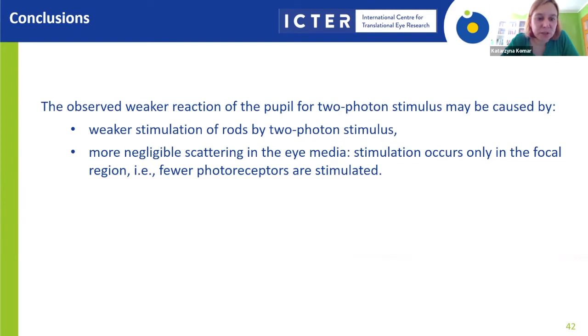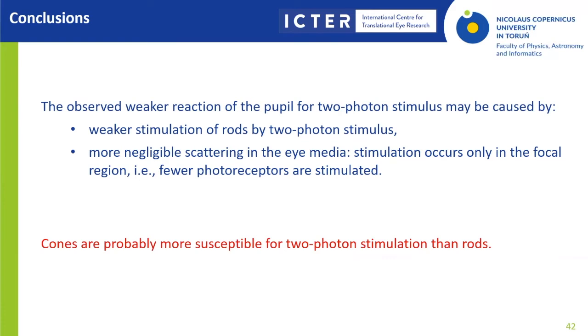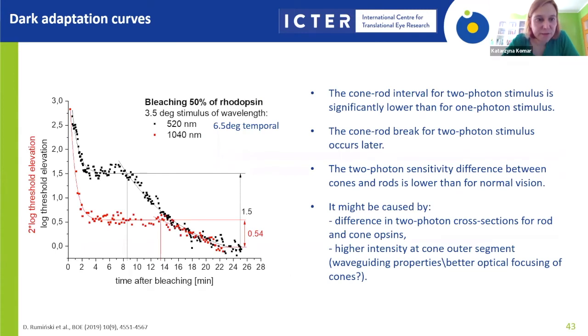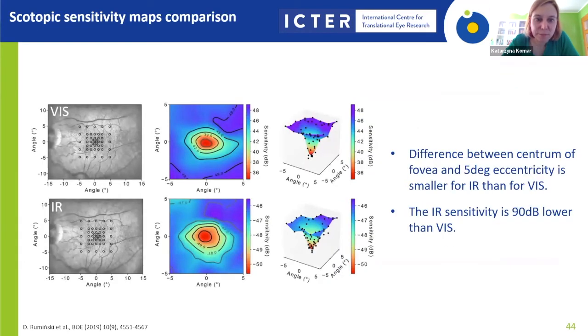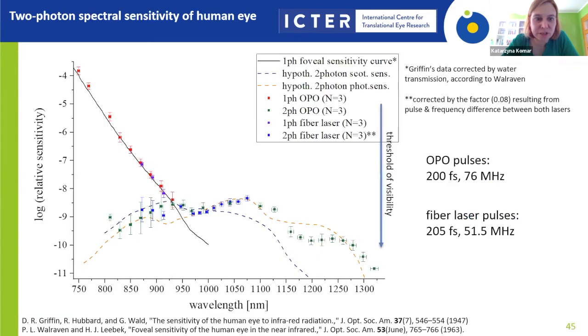But this weaker stimulation of rods is also confirmed by other experiments, and several of them showed that cones are probably more susceptible to 2 photon stimulation than rods. First, it was dark adaptation curves obtained by 2 photon and 1 photon stimulation, and we found that the difference between the cone and rod parts of the dark adaptation curve was lower for the 2 photon stimulus. And also when we measured sensitivity maps for 1 and 2 photon stimulation, the difference between perifovea and fovea for the 1 photon was bigger than for the 2 photon stimulus, and also the shape of the spectral curve was, as you remember, different.